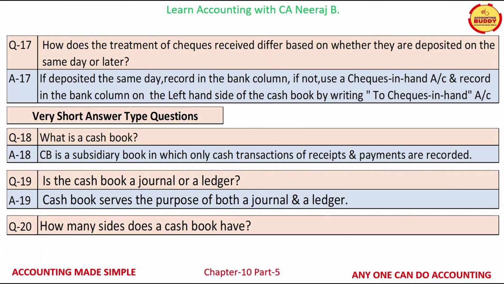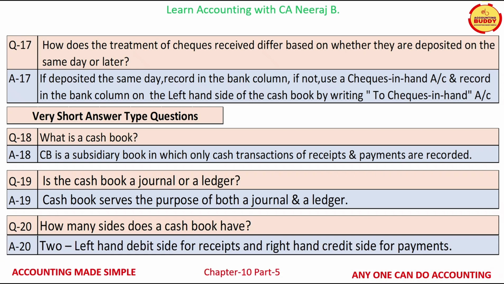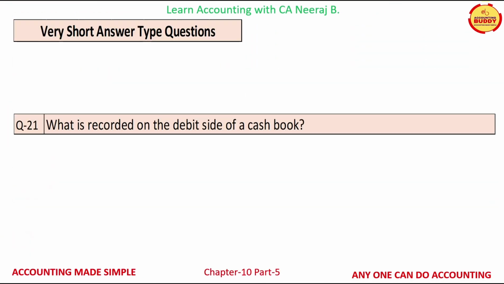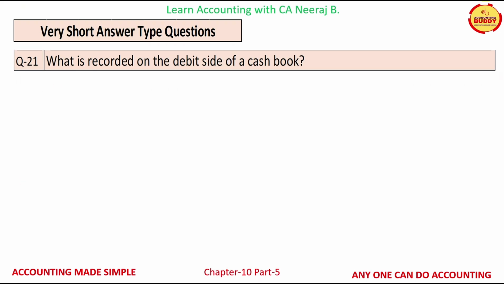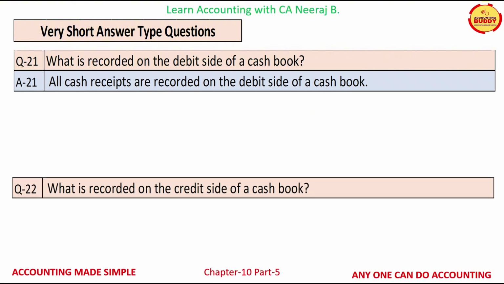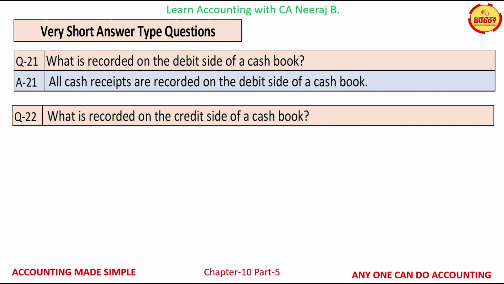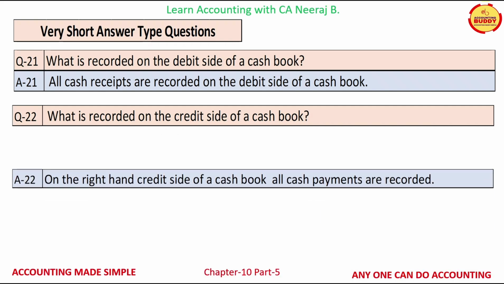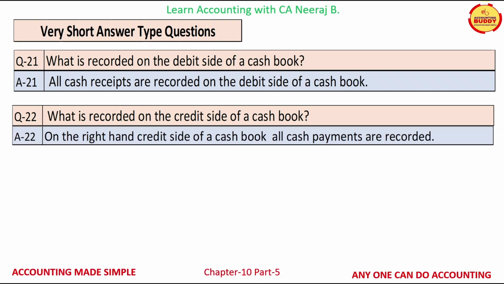Question number 20 is how many sides does a cash book have? And the answer is two sides, left hand debit side for receipts and right hand credit side for payments. Question number 21 is what is recorded on the debit side of a cash book? And the answer is all cash receipts are recorded on the debit side of a cash book. Question number 22, what is recorded on the credit side of a cash book? And the answer is on the right hand credit side of the cash book, all the cash payments are recorded.